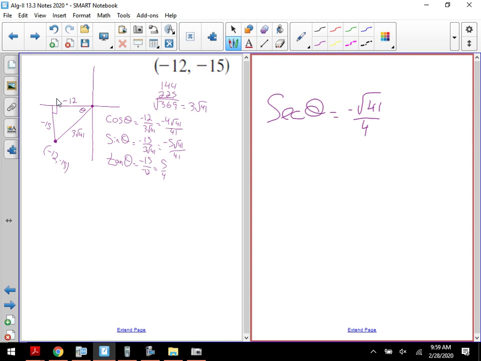Same thing with sine. Sine was originally negative 15 over the 3 root 41, which meant it was negative 5 over the root 41. Flip it, your cosecant becomes negative root 41 over 5. Cotangent is the easiest. What do you get? 4/5. Good.